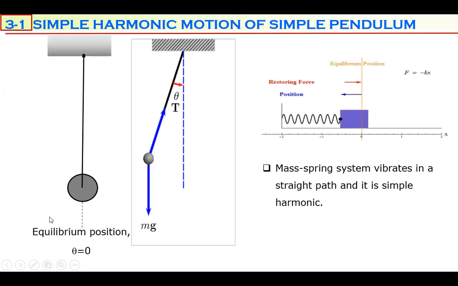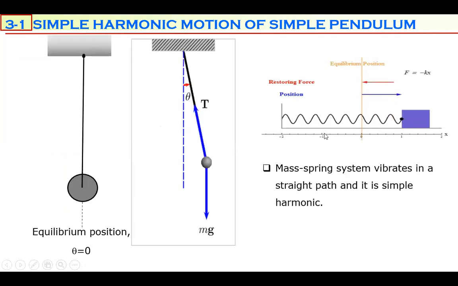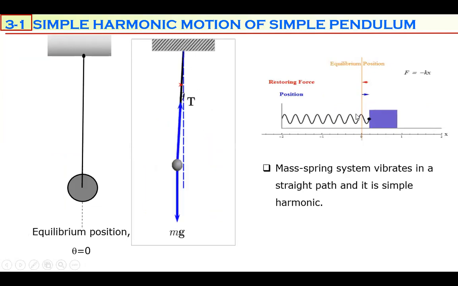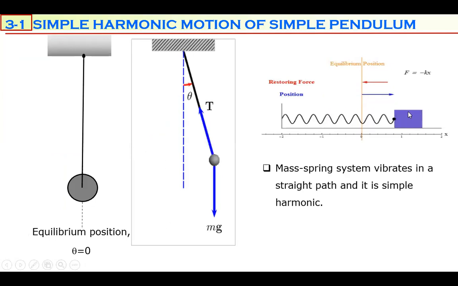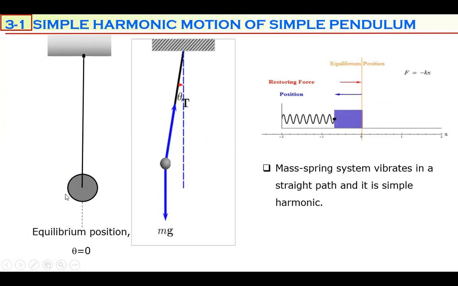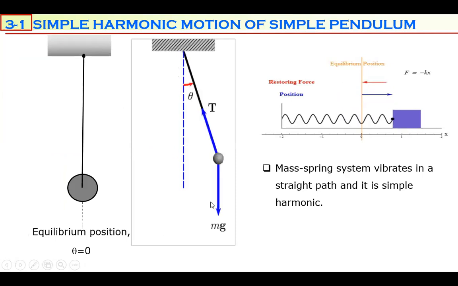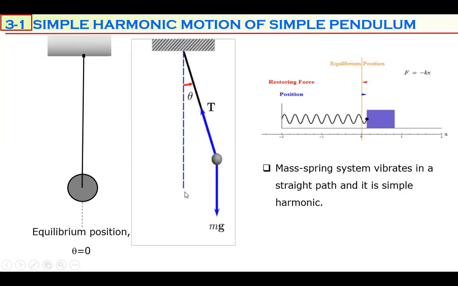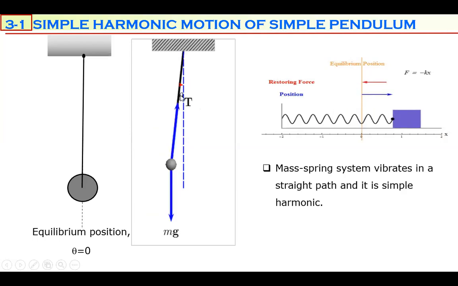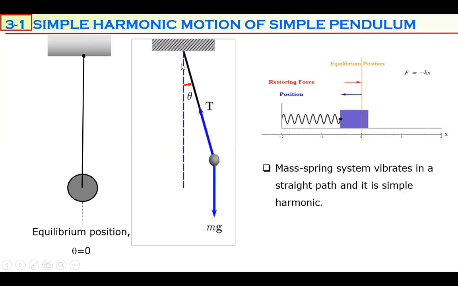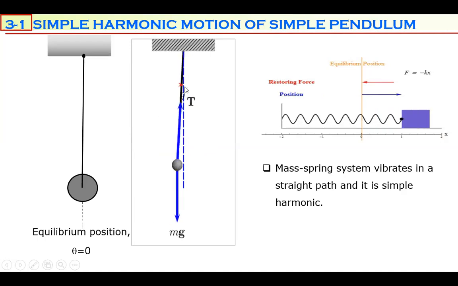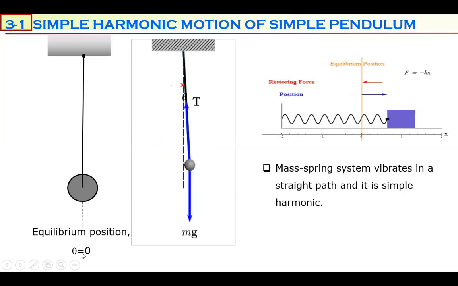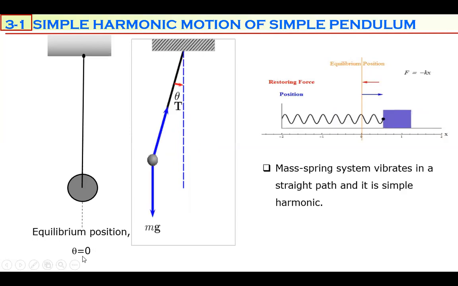First, we should know two things. One of them is that in the mass-spring system, the equilibrium position was the unstretched position, and it was displaced by some distance to the right or to the left. But here in the simple pendulum, the equilibrium position is the string's initial position, and displacement is measured by angle, not by distance. So that angle from this equilibrium position represents the displacement of this simple pendulum. This position is known as the equilibrium position. At the equilibrium position, the angle is 0.